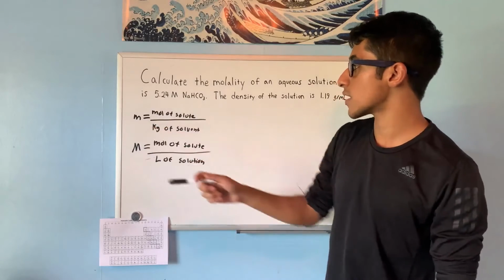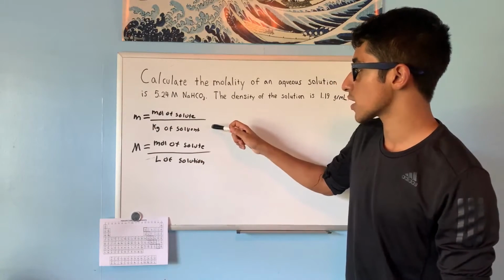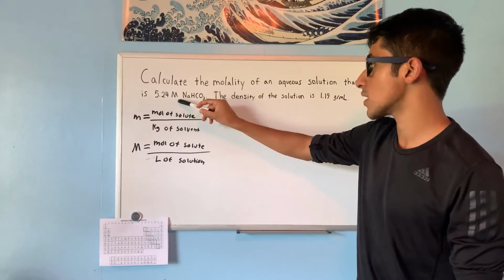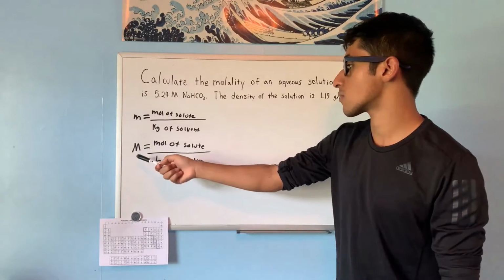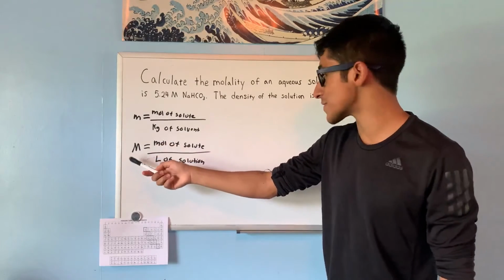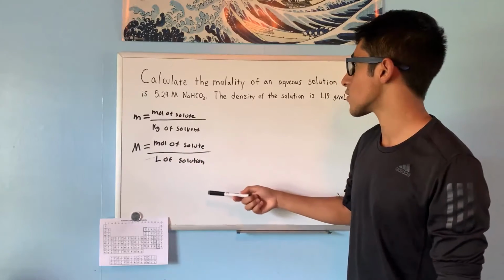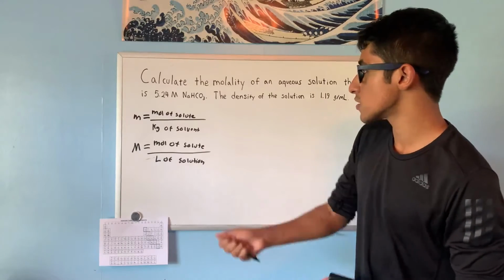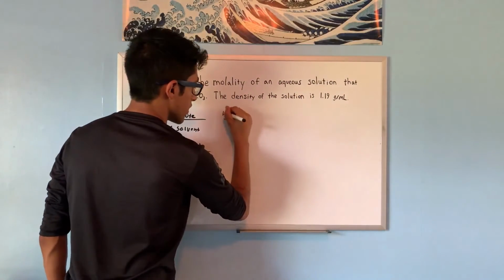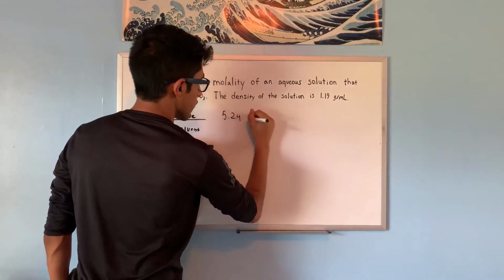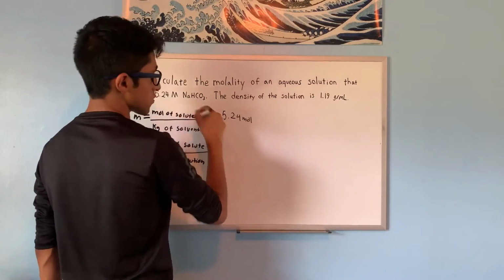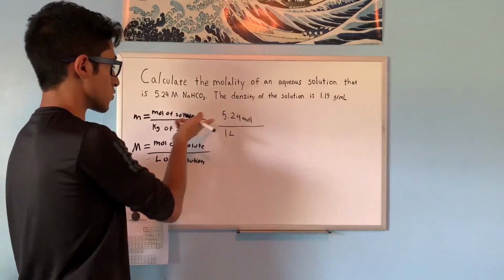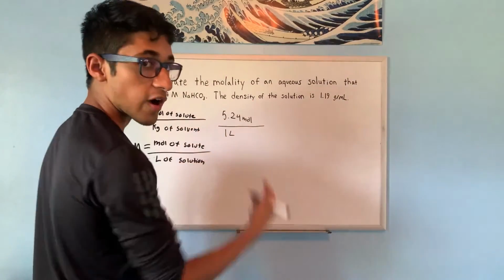Remember that molality, with the little m, is given by moles of solute over kilograms of solvent. We're also given that the solution is 5.24 molar NaHCO3. And remember that molarity is given by moles of solute over liters of solution. So what we know is that our solution is 5.24 molar. So what this really means is that we have 5.24 moles of sodium bicarbonate over 1 liter of solution.